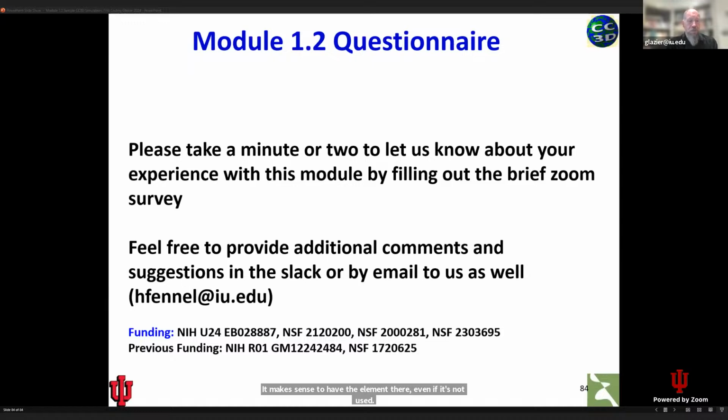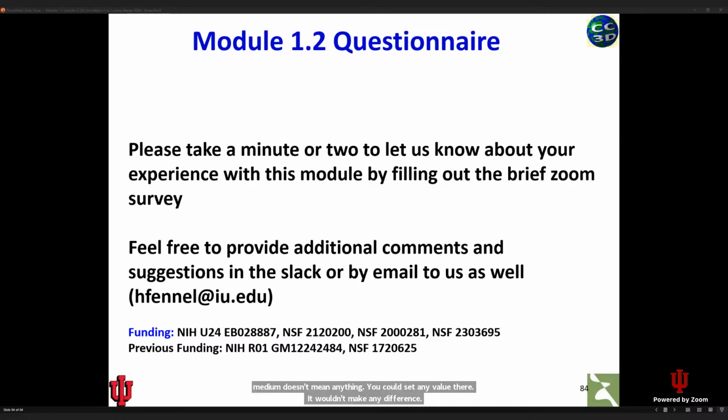That's a good thing to catch. Yes, medium doesn't mean anything. You could set any value there; it wouldn't make any difference. Okay. Same as in like cell 1, and cell 2, cell 2.